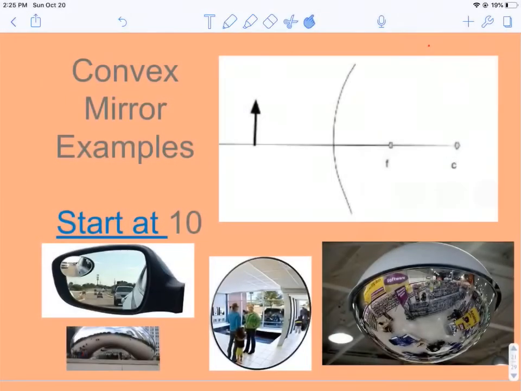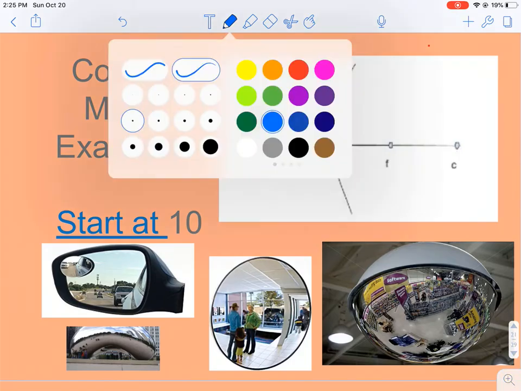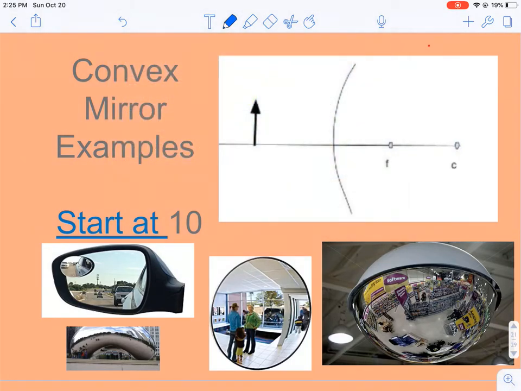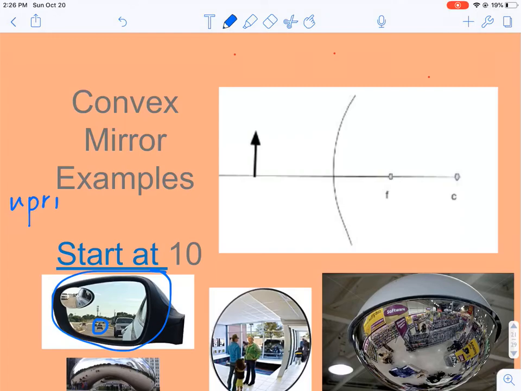This video is about convex mirrors, what they are, and their ray diagrams. The most common example of a convex mirror that we use every day is a car mirror. If you think about a car mirror, the image in your mirror is always a car that is upright. Convex mirrors always make upright images.